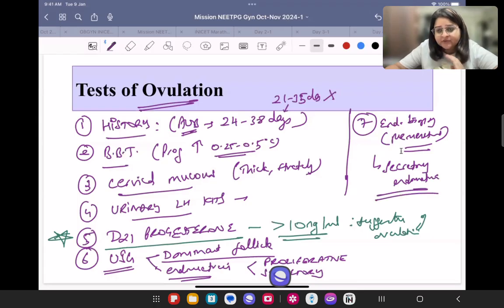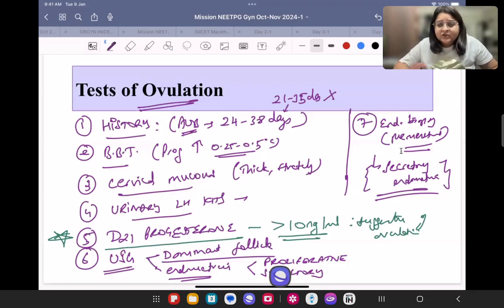The pathologist will report the type of endometrium. Is it proliferative? Is it secretory? In fact, the pathologist will tell you the day of the endometrium also. Is it a day 25 endometrium? Is it a day 20 endometrium? So you can see the day also. A secretory endometrium will confirm that ovulation has indeed taken place. So these are the tests of ovulation.